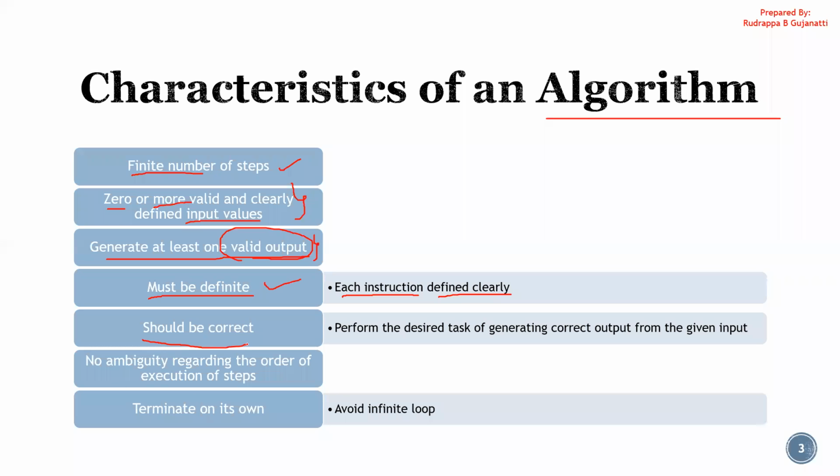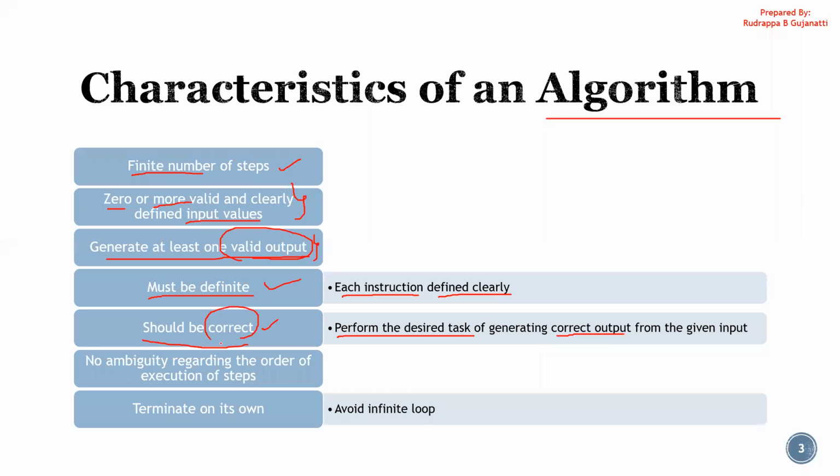Now, it should be correct. The algorithm you're using should be correct. What this specifies is that the algorithm should perform the task which is desired, and when it performs this task, it should generate the correct output. Now if incorrect output is generated, then we have to modify or change the algorithm. So an algorithm should be correct.